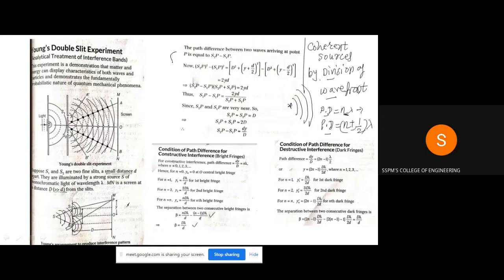You have studied all this in theory. You just go through it. So what is the path difference here? Path difference is S2P minus S1P, dropping a perpendicular from S1 on the first ray onto the second ray.